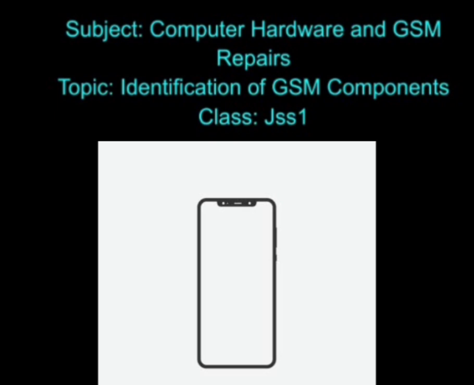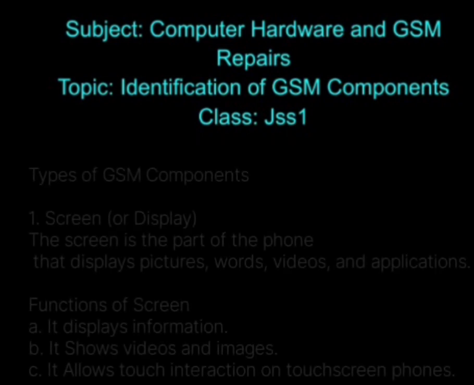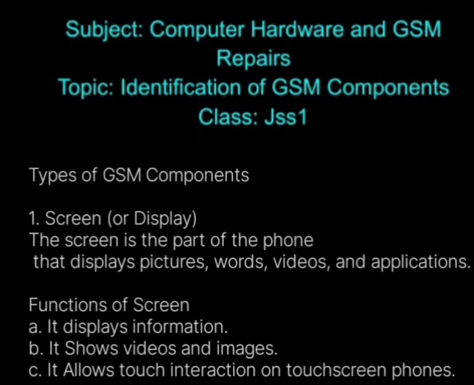Because the screen here is the part of the phone that displays pictures, words, videos, and applications. So if you do not have a screen, how would you be able to see the words that the phone is displaying? How would you be able to see the pictures, the images, and applications like your Facebook, your WhatsApp, your YouTube, and every other thing? It would be impossible to see them without a screen.